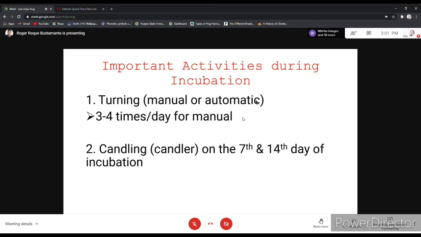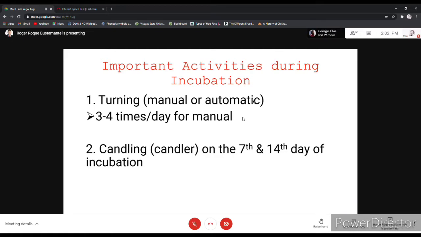On the succeeding week, on the 14th day of the incubation period, especially for chicken, you can perform the candling method because it allows you to cull the dead embryos. Some embryos die during that period, since not all of the eggs you incubate will hatch. So there are what we call dead embryos, and on the 14th day you can remove them and trim down.